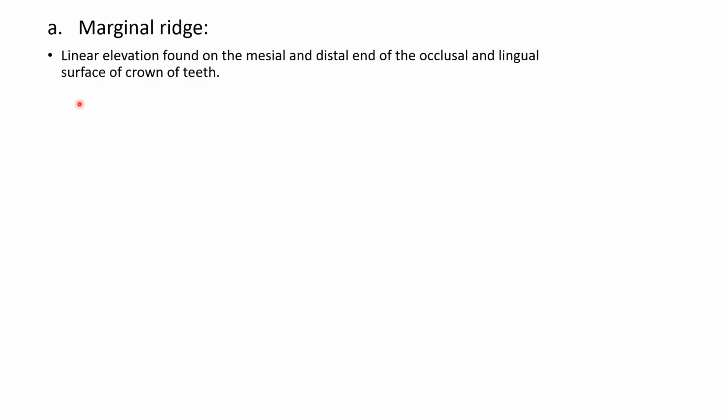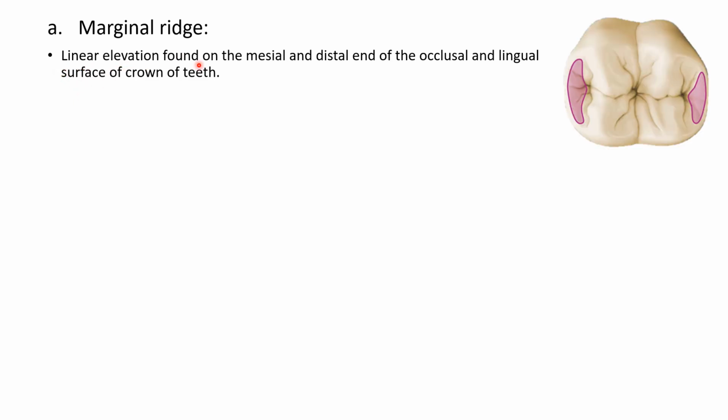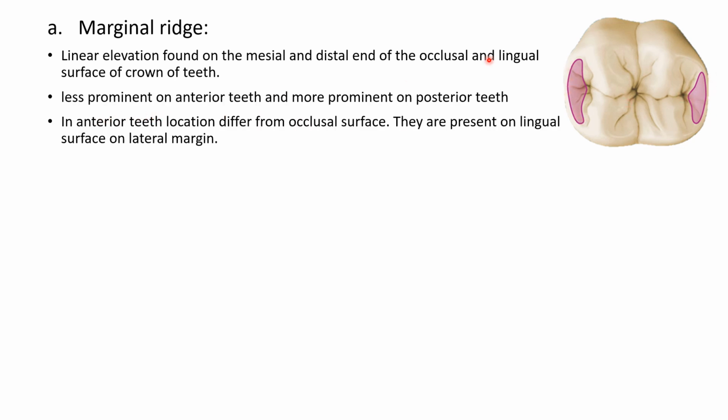So coming to the first, the marginal ridge. What is a marginal ridge? It is a linear elevation found on the mesial and distal ends of the occlusal surface of the crown. If this is a posterior tooth, it is on the margin here. This is the mesial side, this is the distal side, the mesial end and the distal end of the tooth. You can make out the elevation over here. Those are known as the marginal ridges.